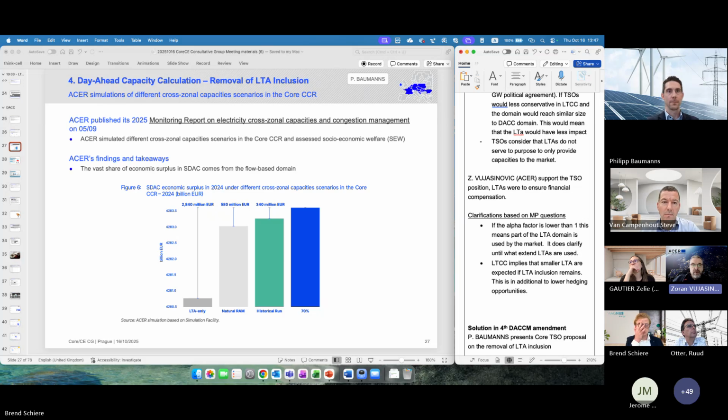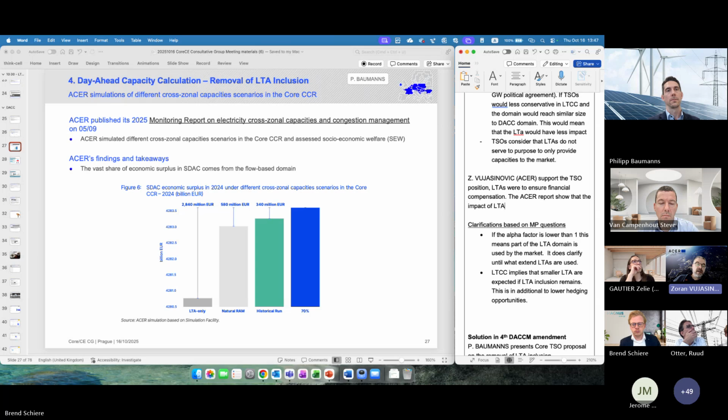So more and more through time we have less influence of LTA inclusion, especially for the general level of capacity allocated, and especially the economic surplus. So knowing the importance of getting rid of LTA inclusion to unleash the development in the long term, I think it's a very good direction from the TSOs in this moment.